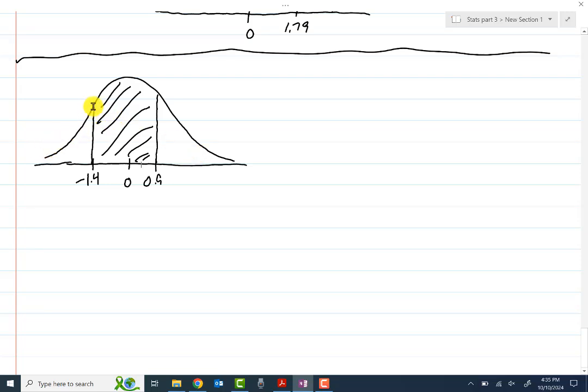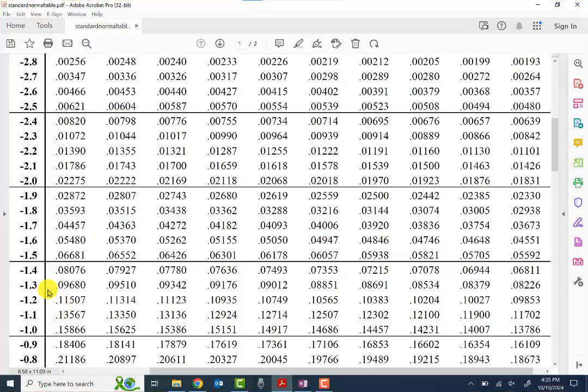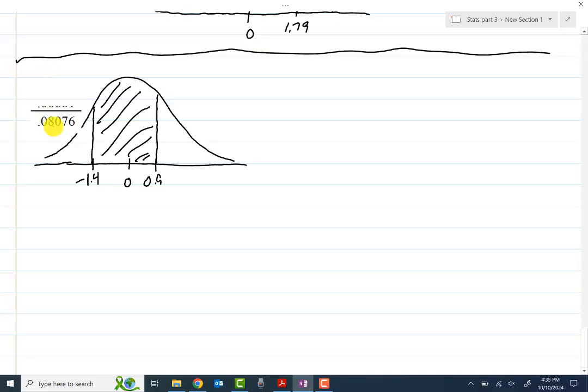The reason why is since the whole area is equal to 1, I can take 1 minus this white piece minus this white piece, and I'll be left with the shade. So this one here I can directly do from the table itself. All I have to do is look up negative 1.4. There it is, 0.08706. That gives us that area.